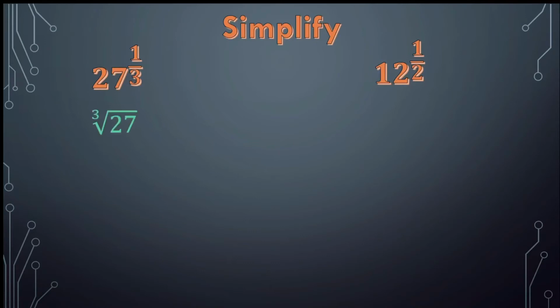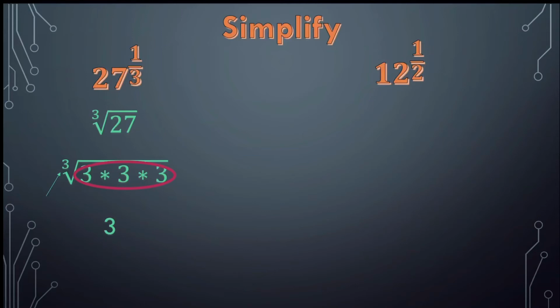First, we want to rewrite it. Then we break 27 down. That's 3 times 3 times 3. Now look at my index. That means I need 3 in a group. Well, I've got a full group. So I'm going to bring it out. Now, was there anything left inside? No. So my radical's gone. And here's why. 27 is a perfect cube root. The cube root of 27 is 3. So there will be times where everything comes out, and that's okay.